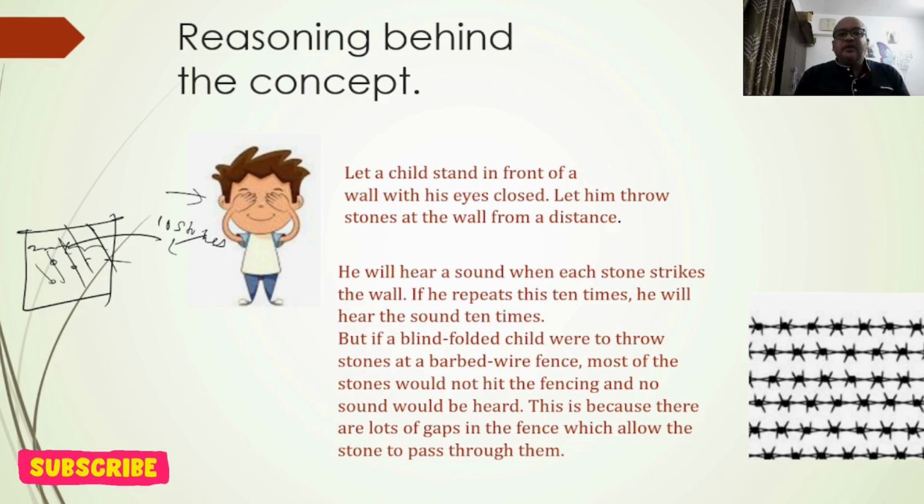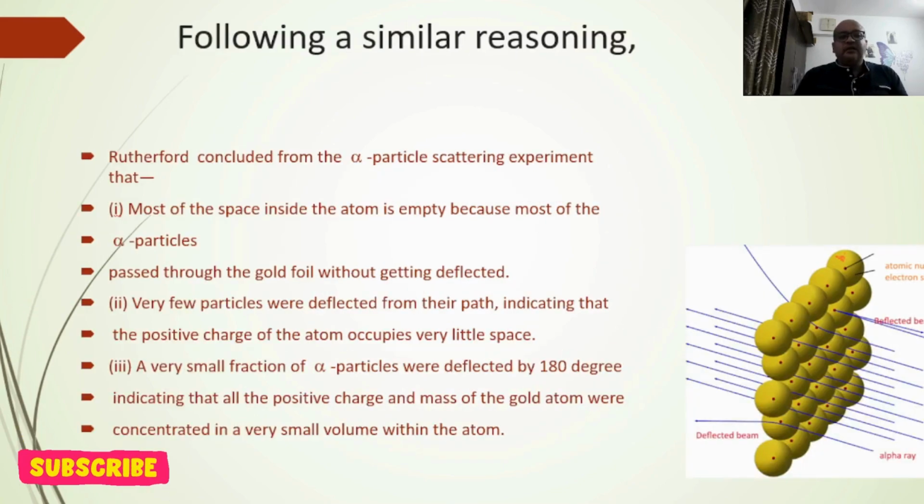Okay, but what will happen if this is barbed wire? If this is the barbed wire like this, and he is throwing the stone, will you hear the sound 10 times when he is throwing the stone 10 times? What do you feel? Many times the stone can pass through this barbed wire, right? Most of the stones would not hit the fencing and no sound would be heard. This is because there are a lot of gaps in the fence which allow the stones to pass through them. So this is the reasoning behind this.